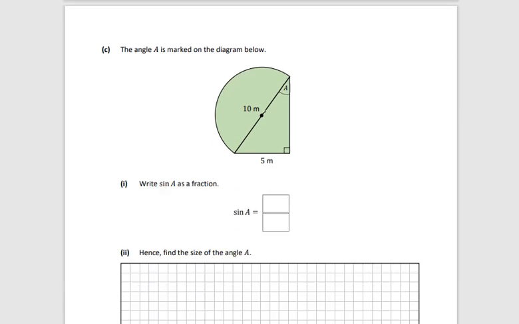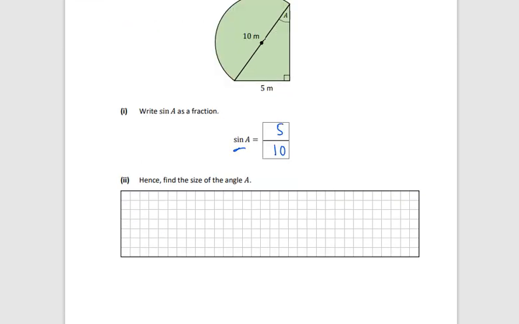The angle A is marked. We need to know that sin is the opposite over hypotenuse. So from A here, this is my angle A. The opposite from A is the one across from it, so it's the 5. So opposite is 5, and then hypotenuse is the long side. That's 10. That's all we need to do there.